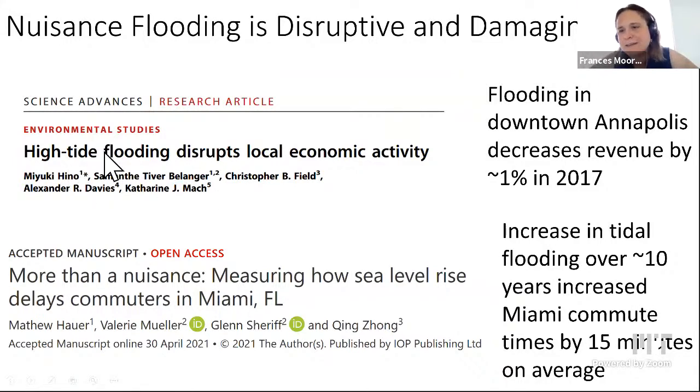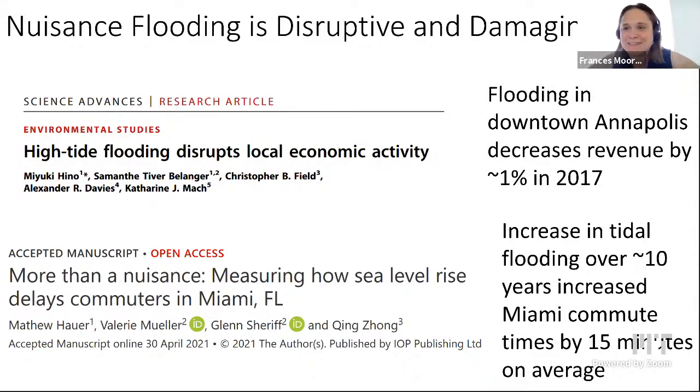This first one is a case study of these nuisance flooding events in downtown Annapolis, where they did a really in-depth study of this one particular area, and in particular one parking lot, and looked at, firstly, a really difficult process, even just to identify the days on which there was flooding there.